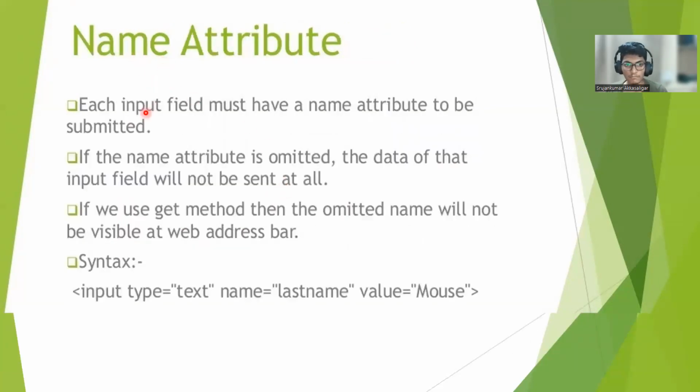The name attribute. Each input field must have a name attribute to be submitted. Each field in the form which will be created must have a specific name to be submitted. Like if it is a name, then it should be addressed as name. If it is first name, then it should be addressed as first name, or last name. If we use the get method, then an omitted name will not be visible in the web address bar.